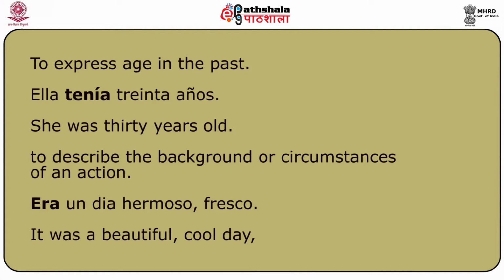Thirdly, the imperfect is also used to express age in the past. Ella tenía 30 años. She was 30 years old. And fourthly, we can use the imperfect to describe the background or circumstances of an action. Era un día hermoso y fresco. It was a beautiful, cool day.